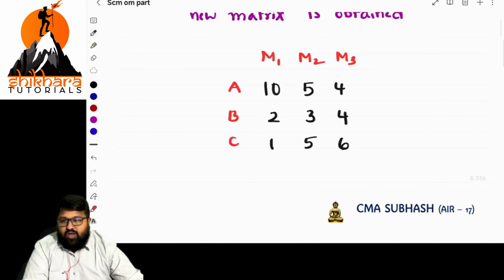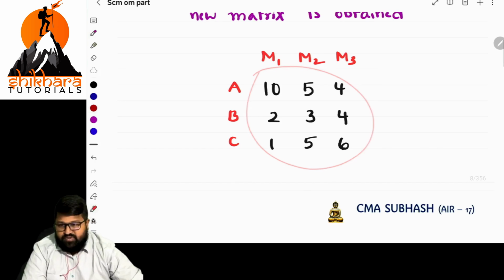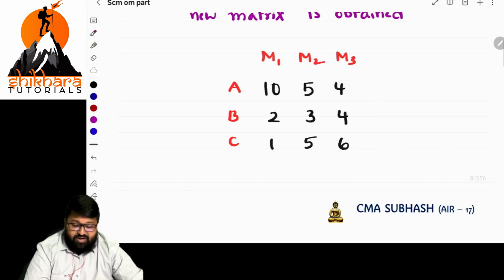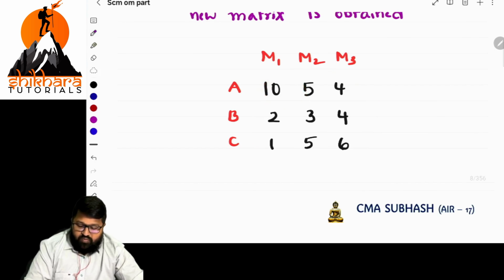So these are the basic examples I'm giving you. For example, if the question is a maximization model, you need to identify the highest element of the given elements. Identify the highest element and deduct the other elements from it. So in our case, the highest element is 10. Now what do we have to do?